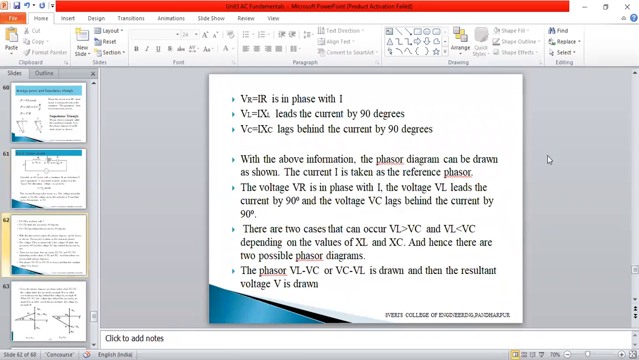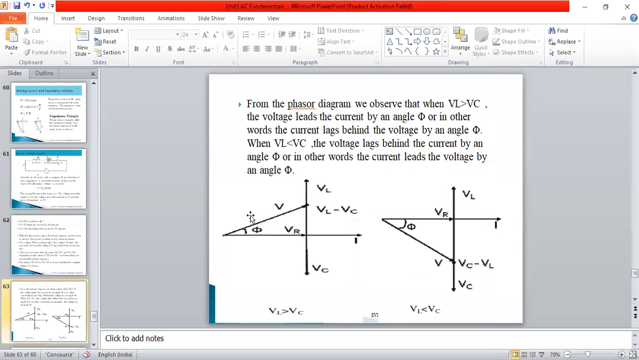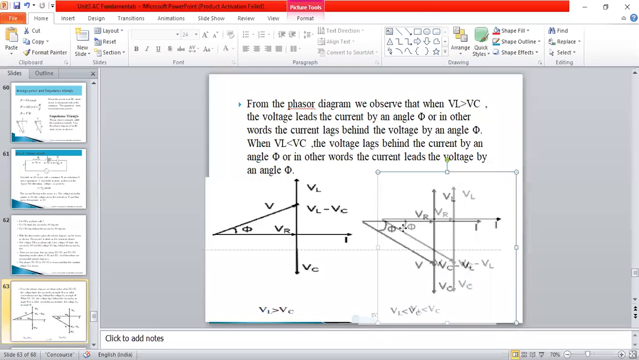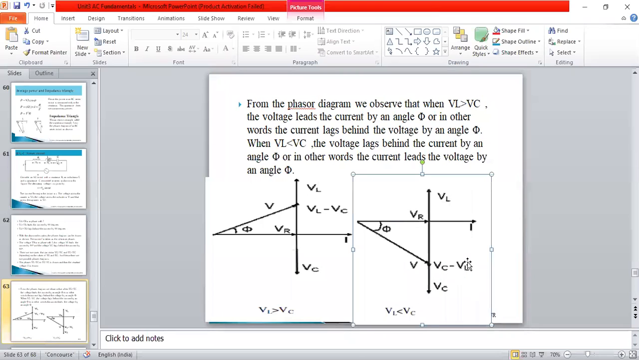Next, we will go for the equations. This is the phasor diagram. I have drawn the phasor diagram here for only two conditions. For all three conditions we have to draw the phasor diagram; one more I will add here. So next we'll go for the equations.